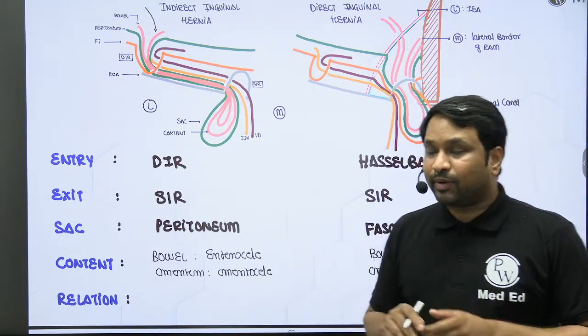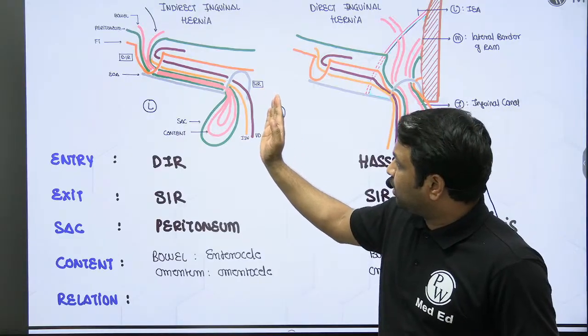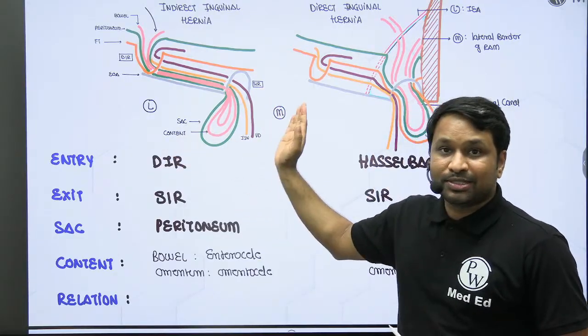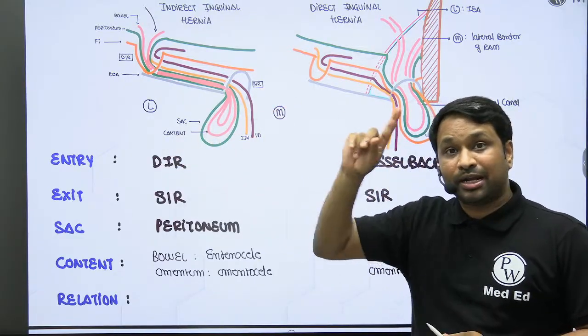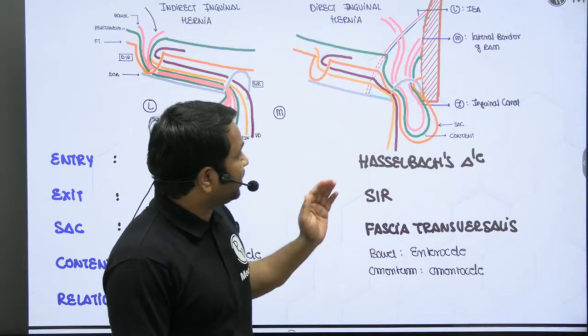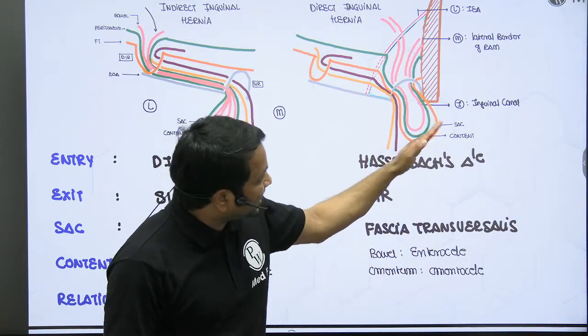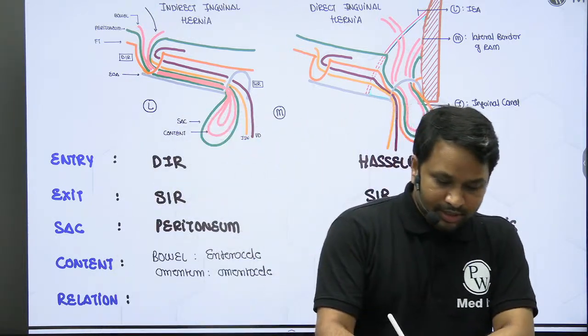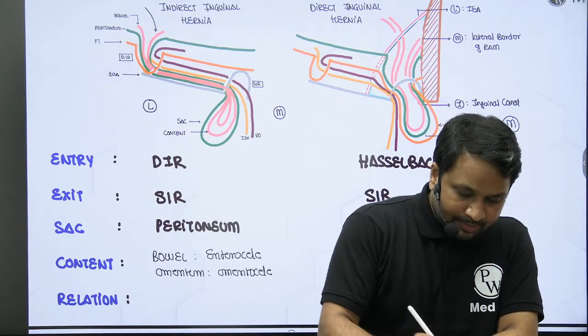अगर आप indirect inguinal hernia में ध्यान दोगे कि cord यहाँ पे है और sac इसके lateral side में, तो sac will be present on the lateral side of the cord in an indirect inguinal hernia. Now come to direct inguinal hernia. Direct inguinal hernia में cord यहाँ पे, sac is on the medial side. ठीक है. So this is the medial side and this happens to be the lateral side.